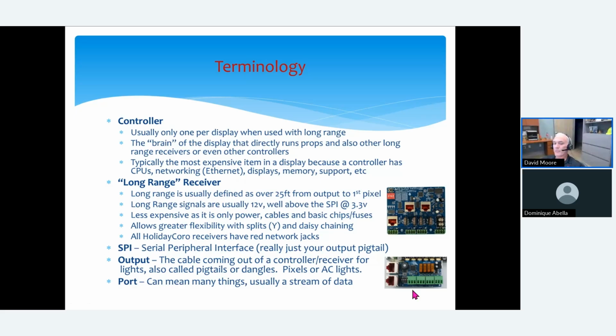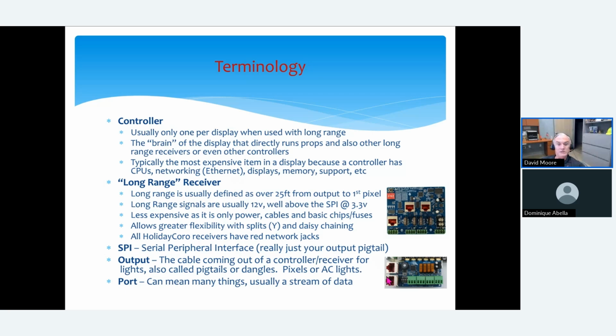All right. So in the bottom right corner, this is a Falcon receiver. You'll notice it has a red connector, another Holiday Coro innovation of making them different colors so that you're aware that they are long range, not an Ethernet, because it does use the same cable. It is not Ethernet, which is being sent here. So we have a Falcon here. It has an in and an out, right?